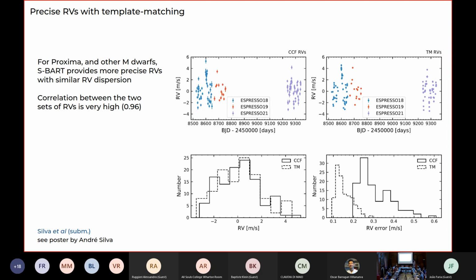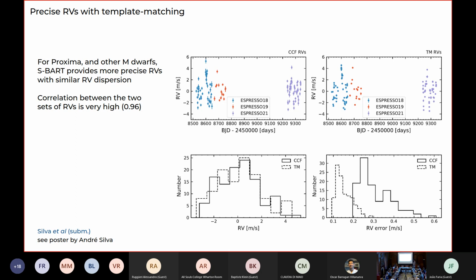So I'll give you here just the example. I'll talk a little bit more about Proxima Centauri a bit later, but this is the result we get for the radial velocities of Proxima Centauri. These are the DRS CCF radial velocities. These are the template matching radial velocities. They're still DRS radial velocities because we use all the outputs from the DRS. It's just we don't use a CCF, we use a template matching approach.